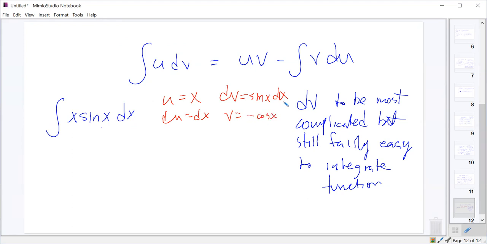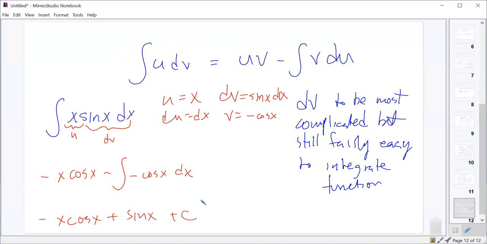And so then we would just go straight through and fill in this formula. So the integral of u dv should be u times v, so negative x cosine x, minus the integral of v, which is negative cosine x, du, so dx. And we can put the minus and the minus together to just make that a plus the integral of cosine. So we have negative x cosine x plus sine x plus our constant. Everybody good there?